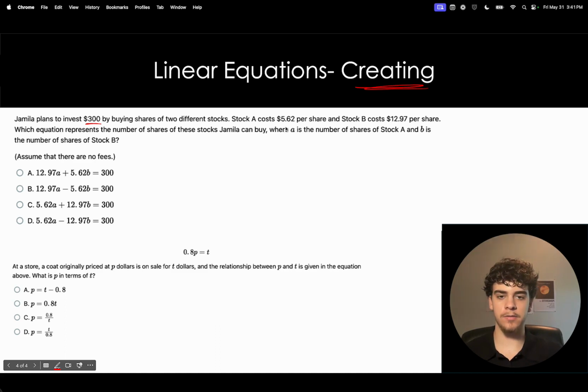Stock A costs $5.62 per share and stock B costs $12.97 per share. Which equation represents the number of shares of these stocks Jamila can buy, where A is the number of stocks of stock A and B is the number of stocks of stock B? Assume there are no fees.